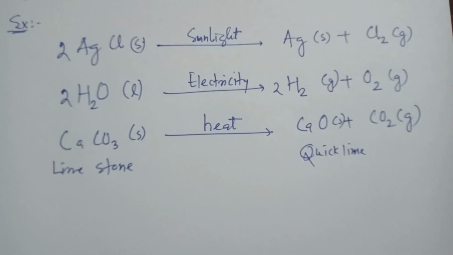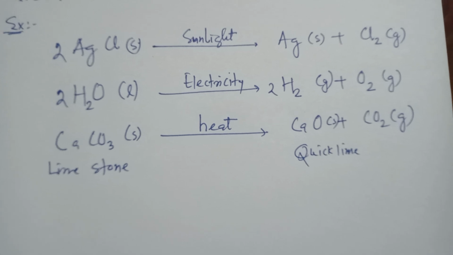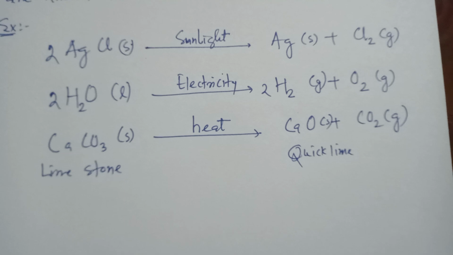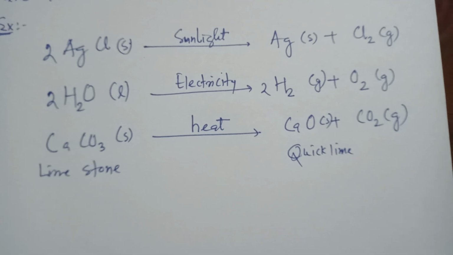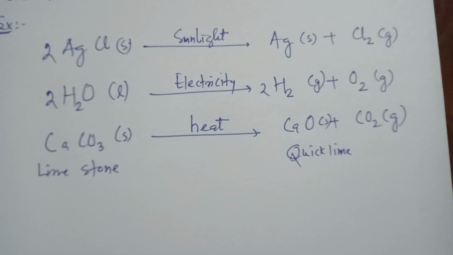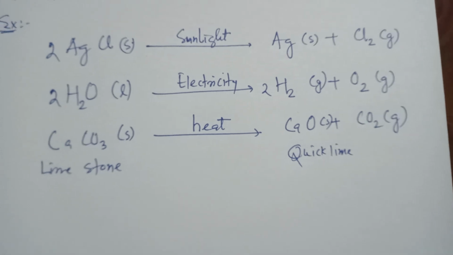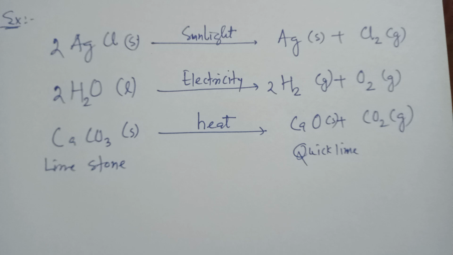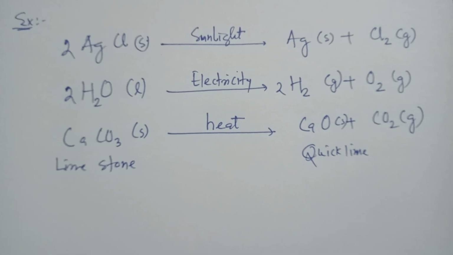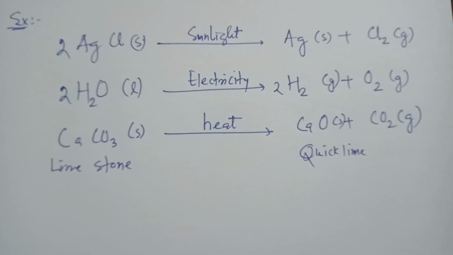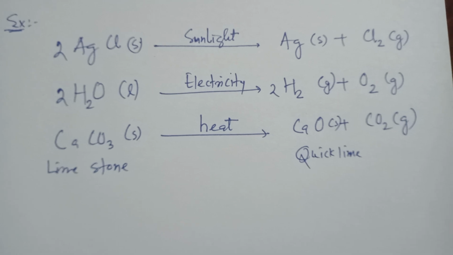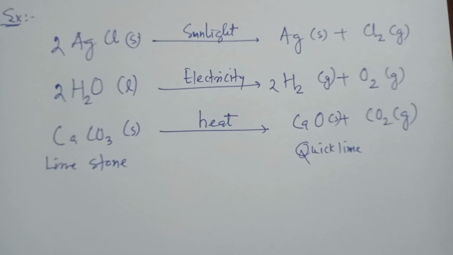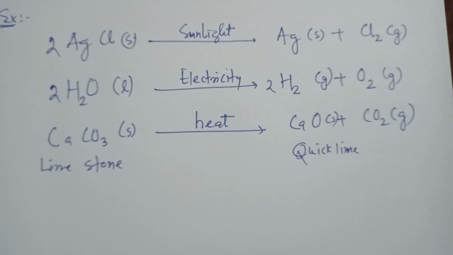And calcium carbonate, that is limestone, when heat is given to it, is broken into calcium oxide, quicklime, and carbon dioxide. In all the three cases, you see that some external energy is given to the reactants to form the products. Hence, these reactions are called endothermic reactions.